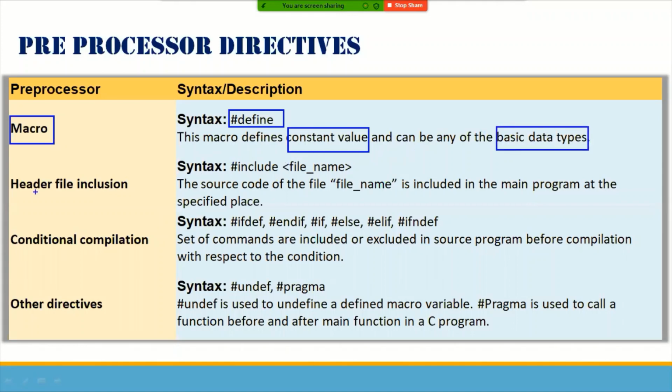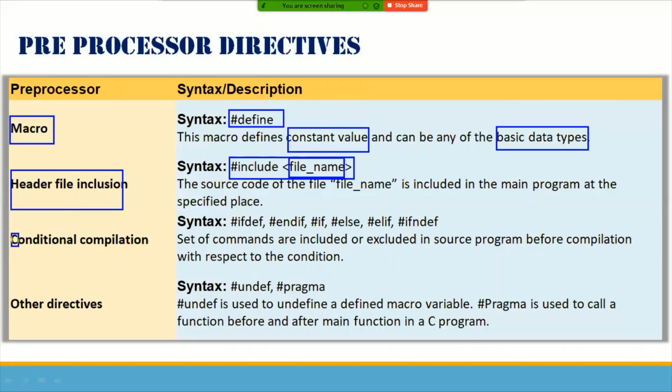The second one is the header file section. The header file is also called file inclusion. The example is #include filename. So the source code of the file is included in the main program at the specified place. Generally, this file, also called a header file, contains a piece of code. That piece of code can be substituted in our program with the help of this header file section. That is called the file inclusion directive.